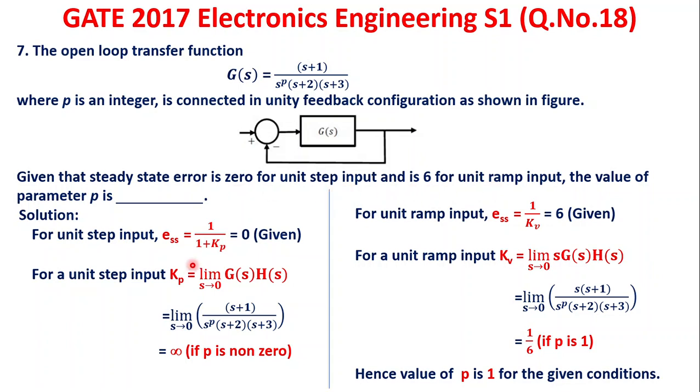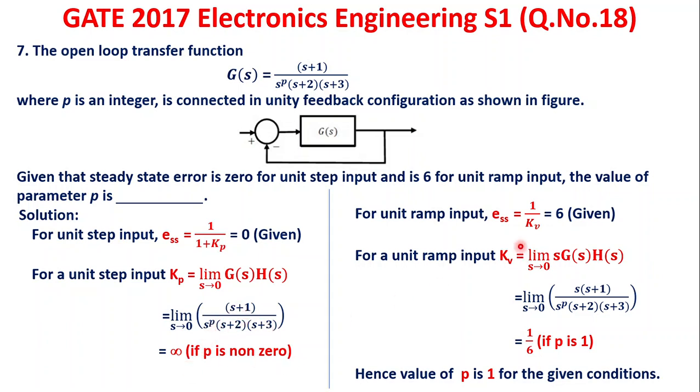That's all. So step input steady state error is 0. 1 by 1 plus Kp, we know. So for step input, Kp is what? Limit s tends to 0 G of s H of s. So p has to be definitely non-zero. Therefore limit s tends to 0, this will be infinity. You can substitute as s tends to 0. If p is non-zero, definitely this will be 0. This is a constant, so constant divided by 0 is infinity.